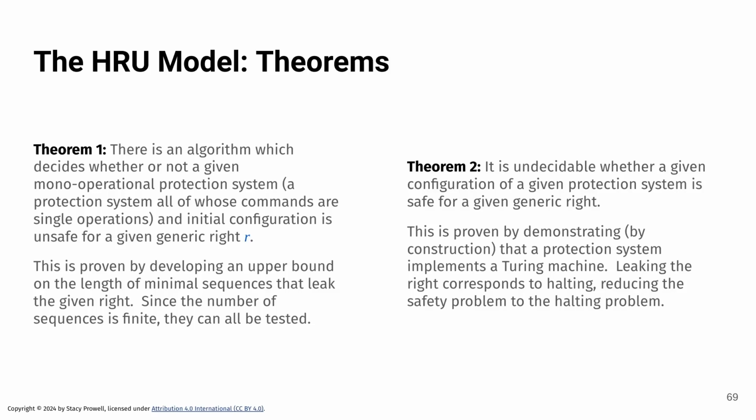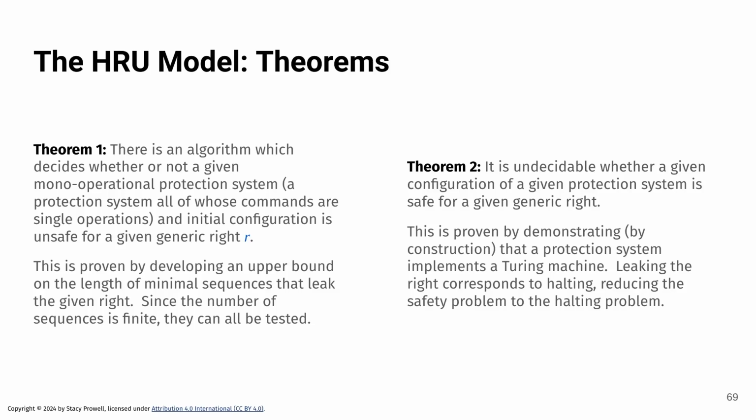So there is a way, given in the paper, for me to encode that Turing machine, any old Turing machine, into the HRU model, into a protection system. So that Turing machine can be encoded as a protection system, such that granting a right, putting the little R in the cell in that table, corresponds to terminating the Turing machine.